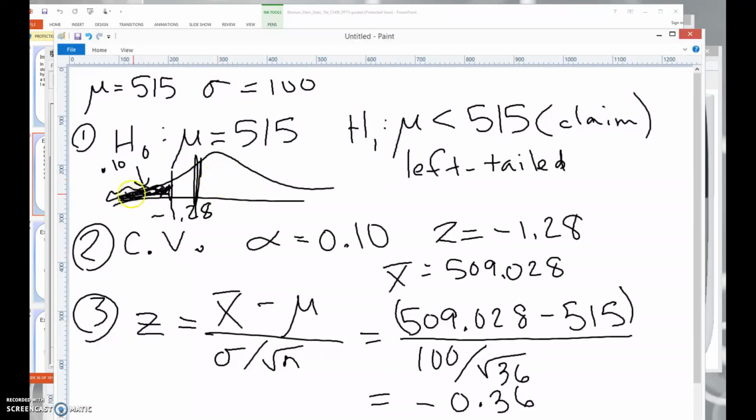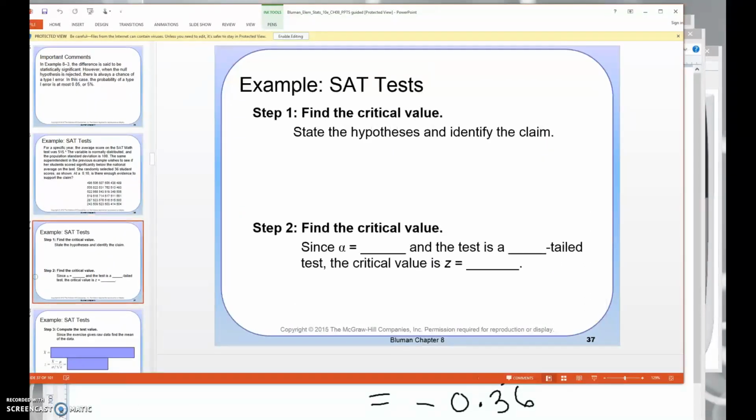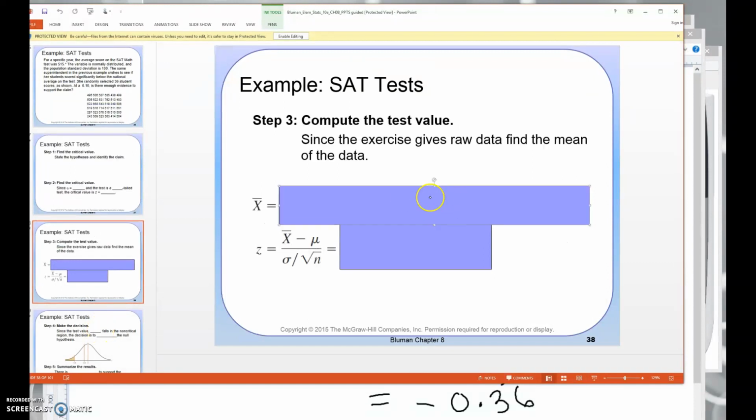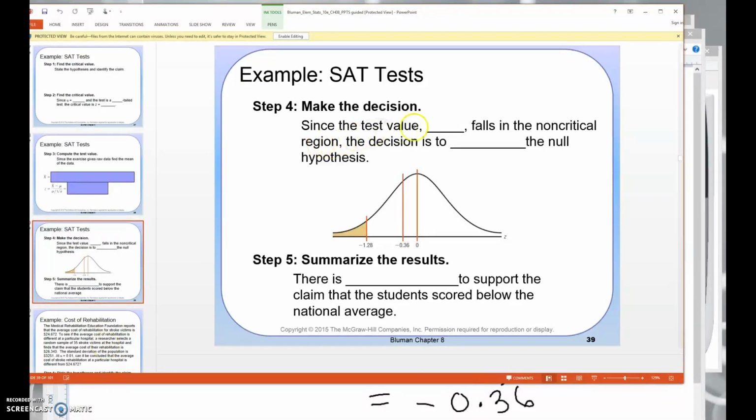Therefore, we do not reject the claim. Okay? Since the test value falls in the non-critical region, the decision is to not reject the null hypothesis. Then, in summary, there is not enough evidence to support the claim that the students scored below the national average.